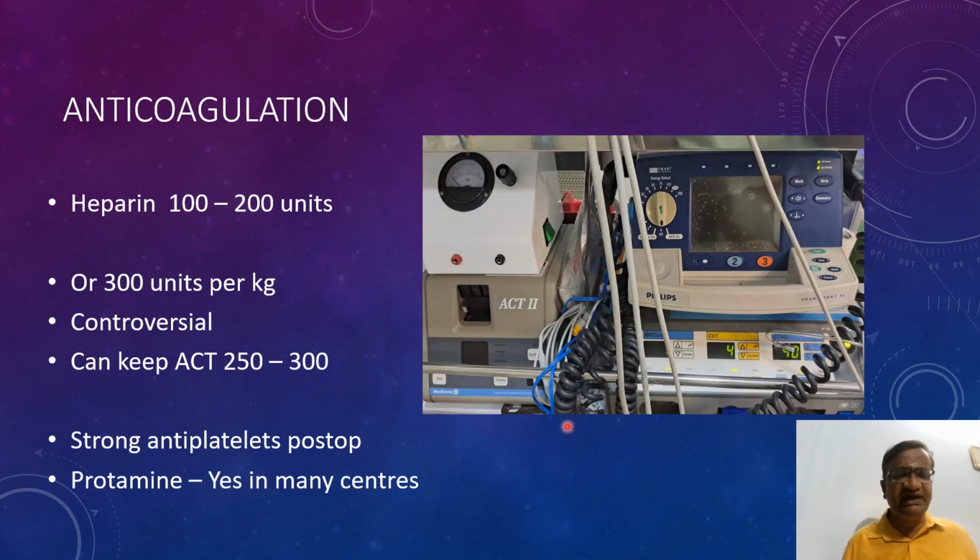So here ACT is there. Normally it is less than 100. Activated coagulation time, so that is around 250 to 300. People use only 100 to 200 units, and some people may target 400. It is preferable to keep around 250 to 300. And strong antiplatelets post-op and protamine, yes, in many centers.